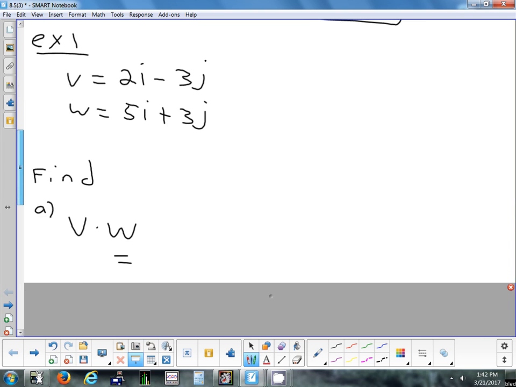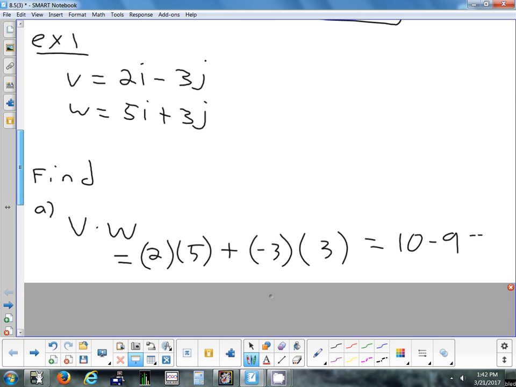Okay, so if I want to find v dot w, what would be the first two numbers I multiply together? And I would do them in that order. Yep, 2 and 5. And what comes after the 2 times 5? Plus. And then I would multiply negative 3 and 3. So it's going to give me 10, and then plus negative 9 is really just minus 9. So what's the dot product? 1. Okay, so the dot product of v and w in this case happens to be 1.